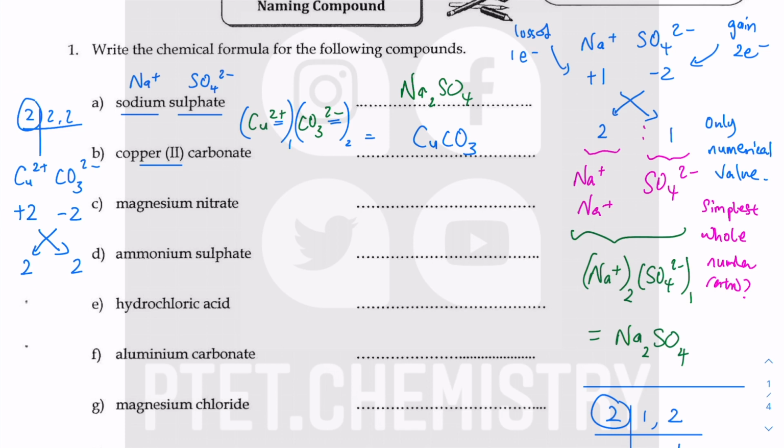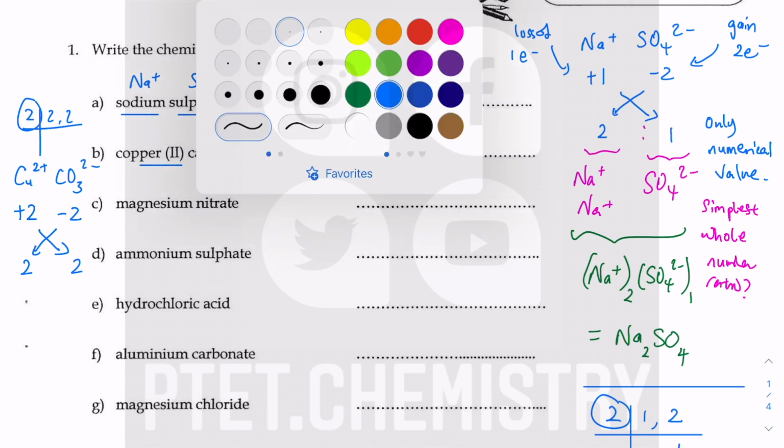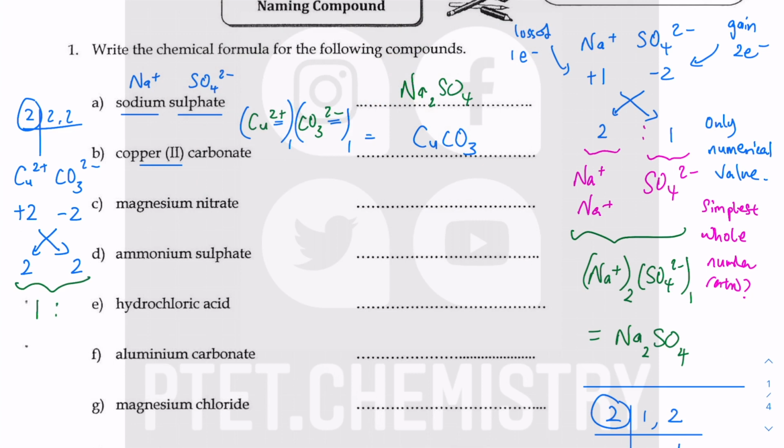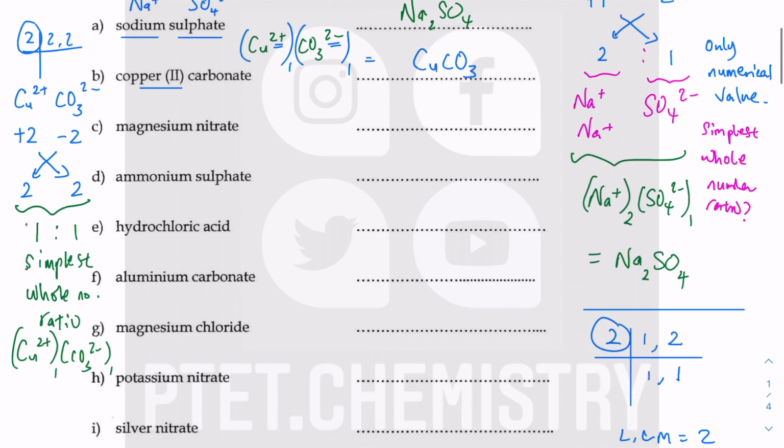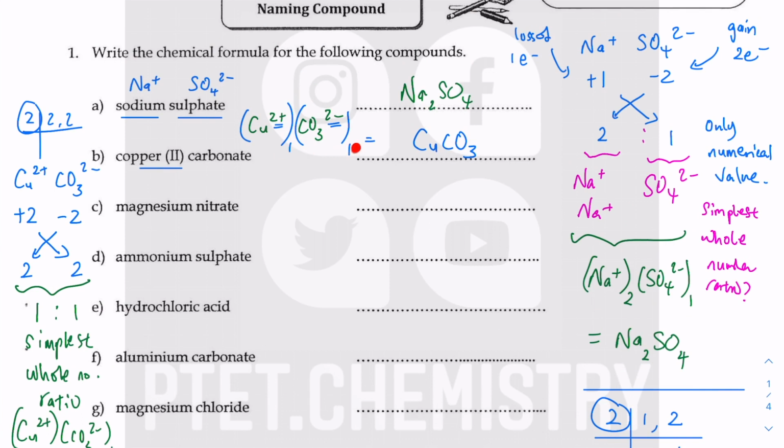Lowest common multiple is to do with the lowest, oops, I don't know why I put 2 there. Should be 1 there. It should be the lowest common multiple. So we need the simplest ratio. Simplest ratio is going to be 1:1. This is the simplest whole number ratio. And that is why we only have 1:1, which is one of the copper 2 plus, one of the CO3 2 minus. Overall you get CuCO3, which I've gotten from the LCM method.